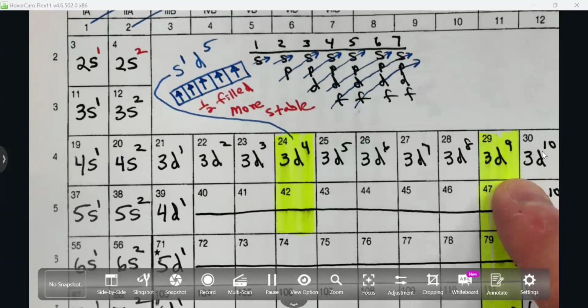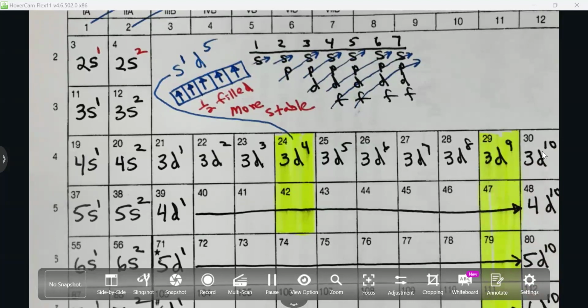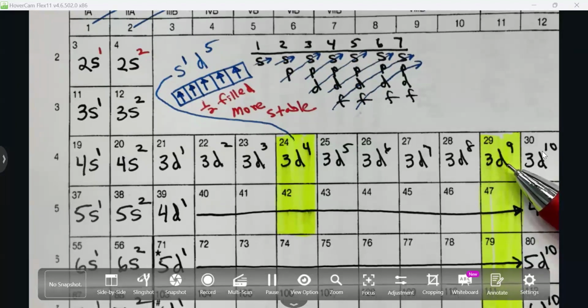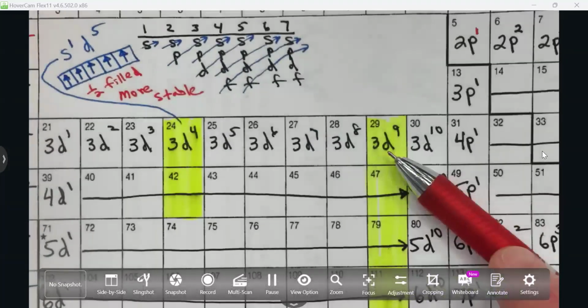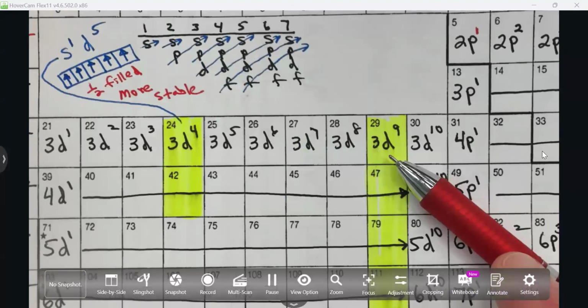$29. What is the real configuration for copper, silver, and gold? Copper, silver, and gold. If you look on your periodic table, it is not S2D9. It's S1D10. What's the most stable configuration? Fill that sucker up. Fill that up.